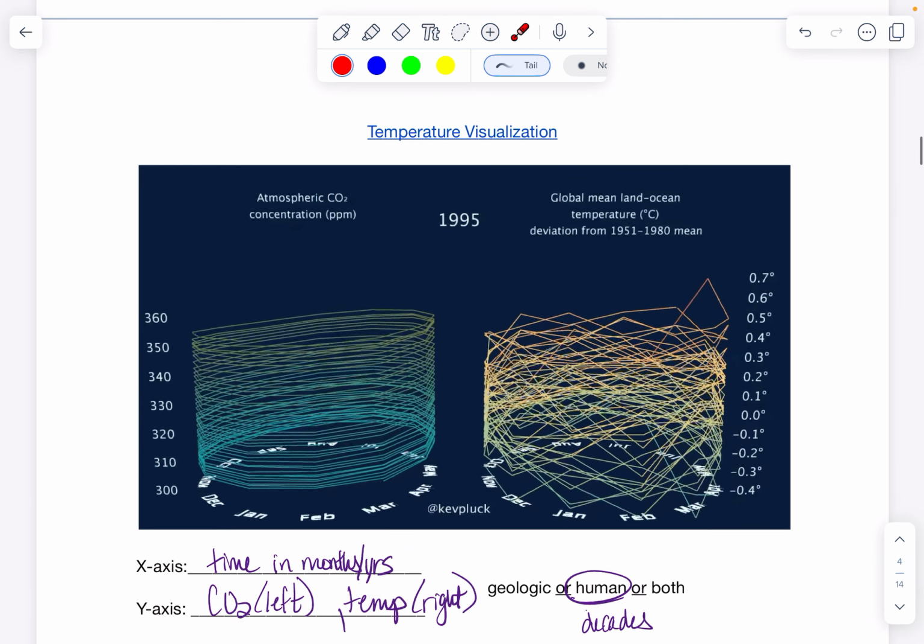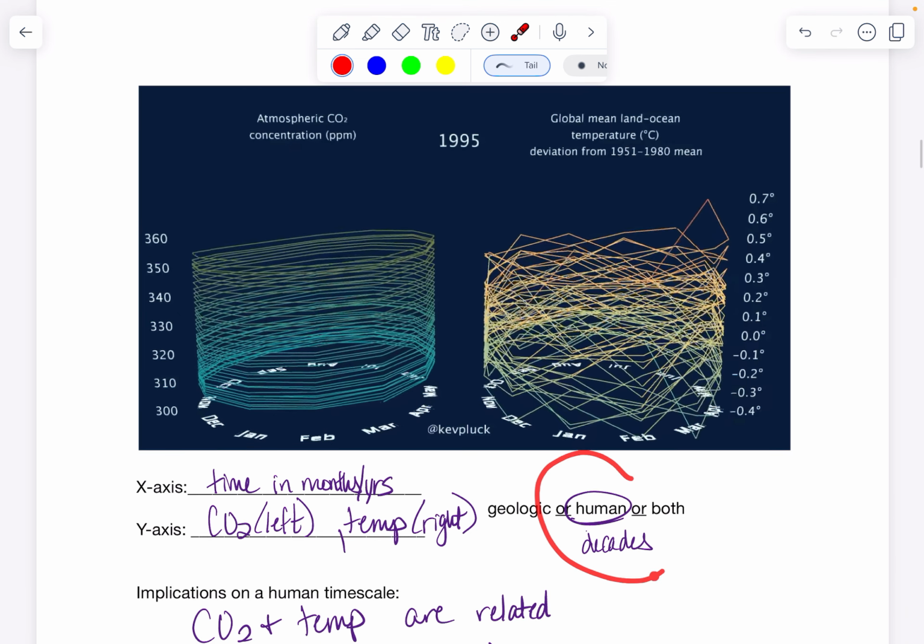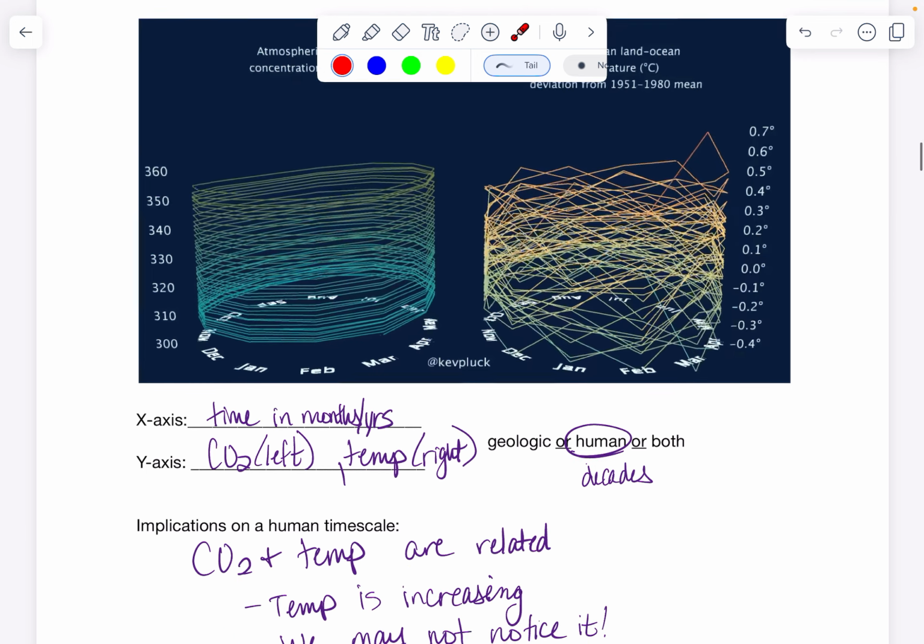Again, I'm going to link this one. This is a YouTube video for this temperature visualization. On this one, it's a human time scale. And what you're going to see is that your x-axis goes around these barrels like this. Then you have carbon dioxide over here on the left, and temperature over here on the right-hand side. So it's comparing these two bits of data to each other over the course of a human lifetime.